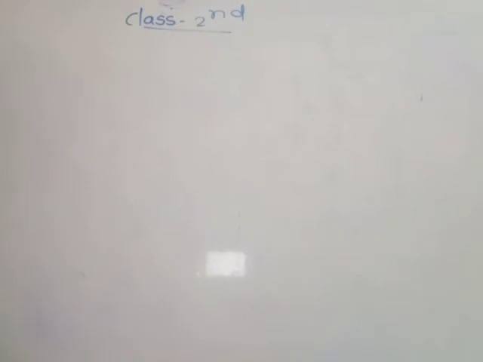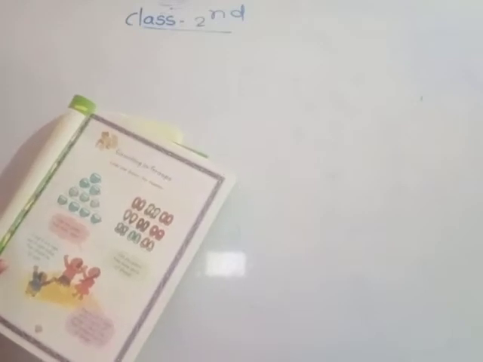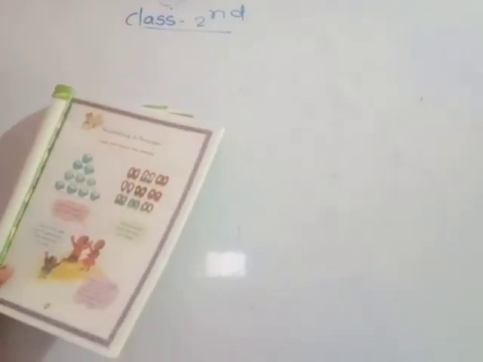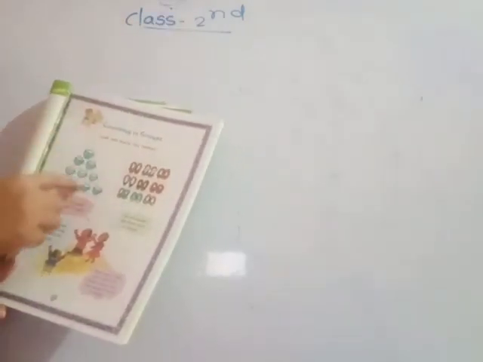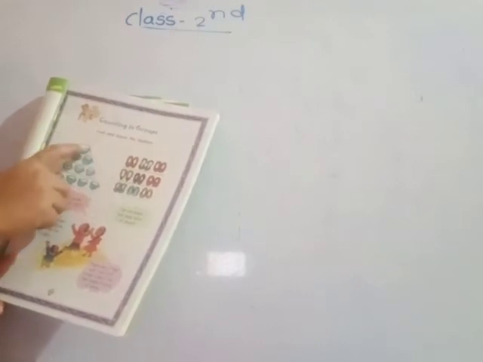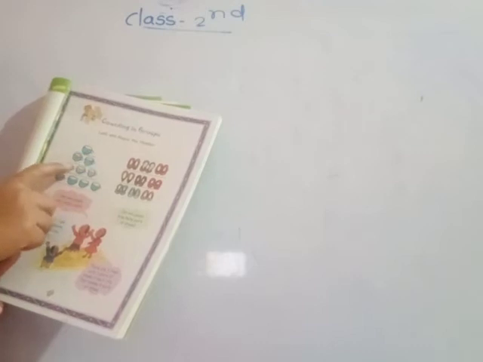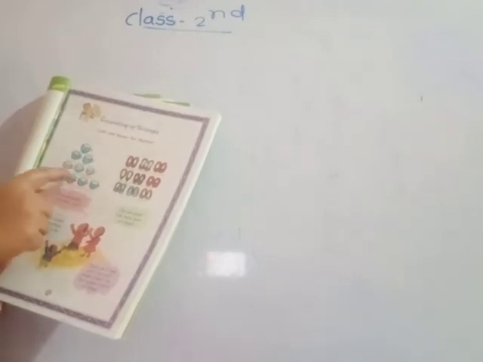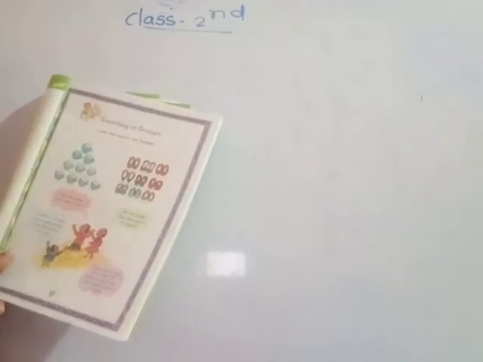You do this. The second chapter is counting in groups. Look and guess the number. First, counting in groups. Can you guess here how many cups? How many groups are here? 4 groups. Here first group is 1, afterwards 2, 3, 4.